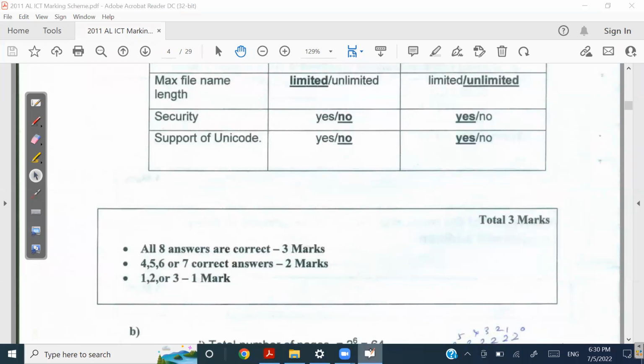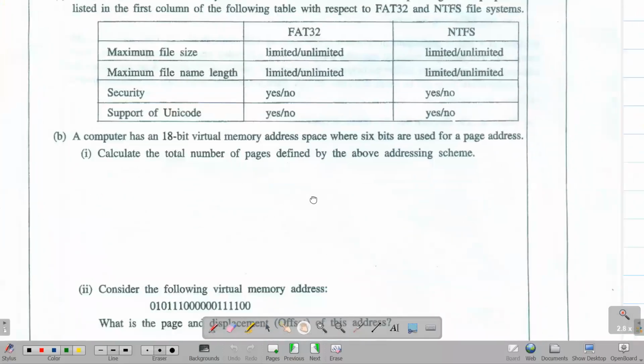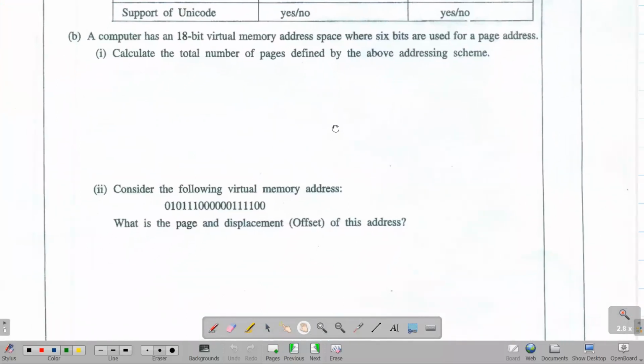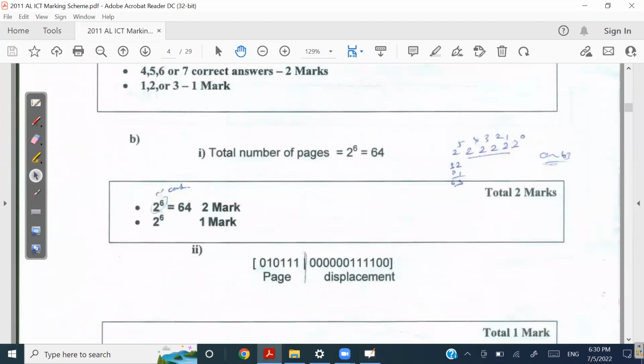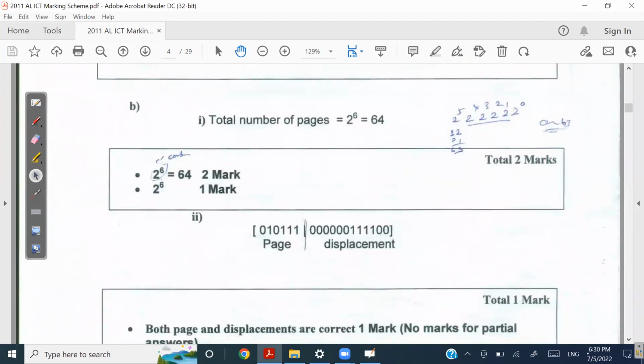Right. So the next part is a memory calculation. A computer has an 18-bit virtual memory address space where 6 bits are used for the page address. Calculate the total number of pages defined by the above addressing scheme. If you look into the marking scheme, it's a little bit jumbled. No, it's clear in the next paper. Here it is clear. The number of pages.